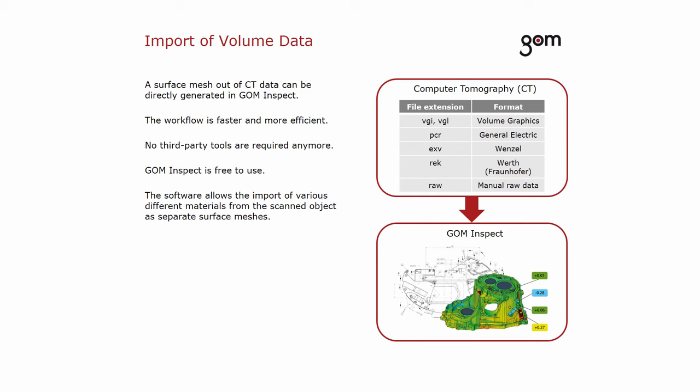third-party tools were needed. This step can now be performed directly within GOM Inspect. The workflow is faster and more efficient because you can do everything in one package. GOM Inspect is free to use and avoids using third-party software. GOM Inspect supports volume data formats from different systems. It is even possible to import raw files without an additional configuration file. The software allows the import of various different materials from the scan object as separate surface meshes.